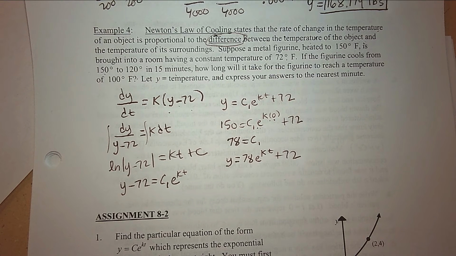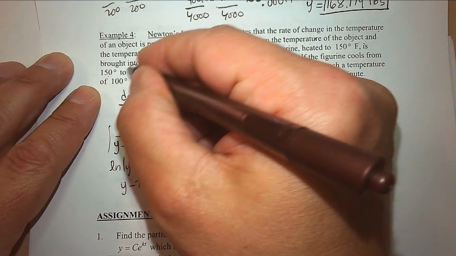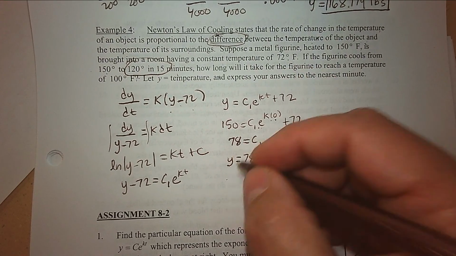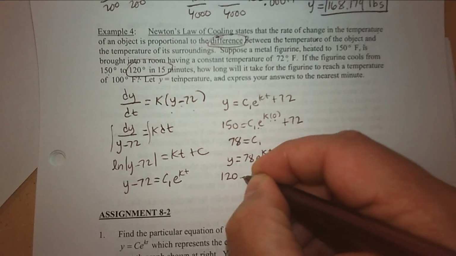How do I solve for k? What else do I know? I need another piece of information. The initial was 152. Am I given something else later in time where I know what the temperature is now? Do you see this right here? 120, and how many minutes? I need that. So now what's the temperature of the object? 120.